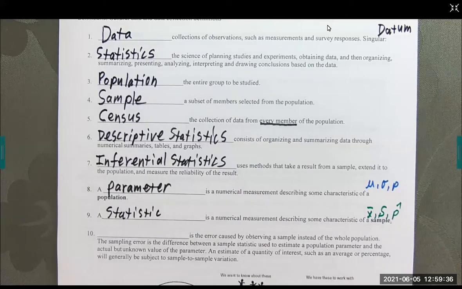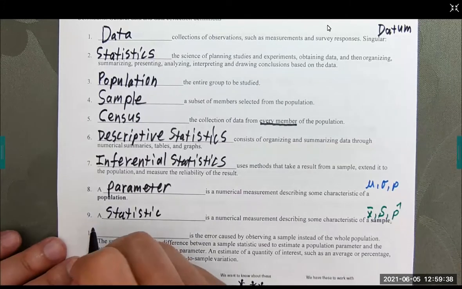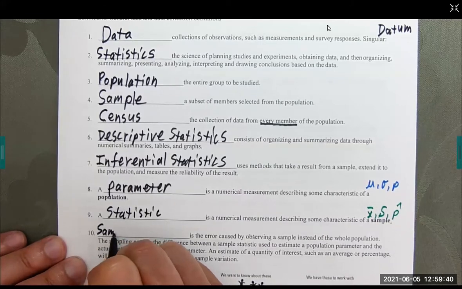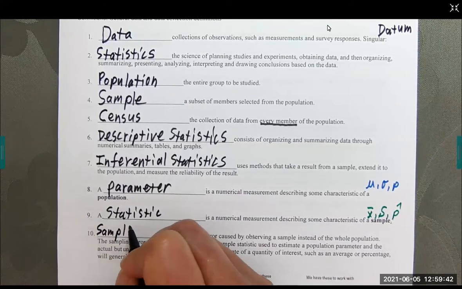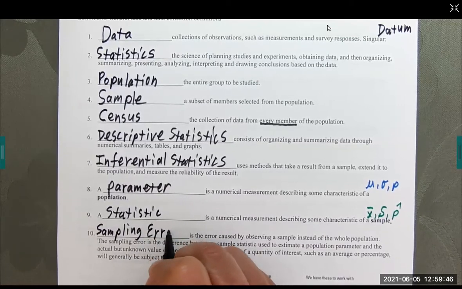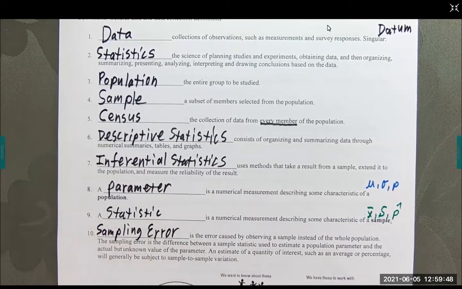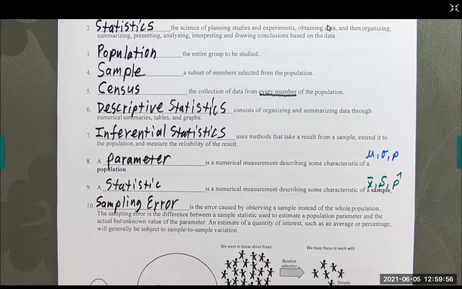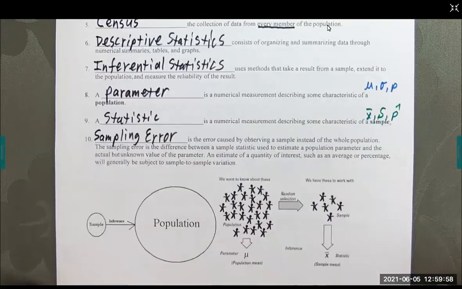And our last definition is our sampling error. And you can read through the definition on your own. Sampling error basically is when we are taking a sample instead of the entire population, we understand that there's going to be some error in there because we're not going from the entire population.